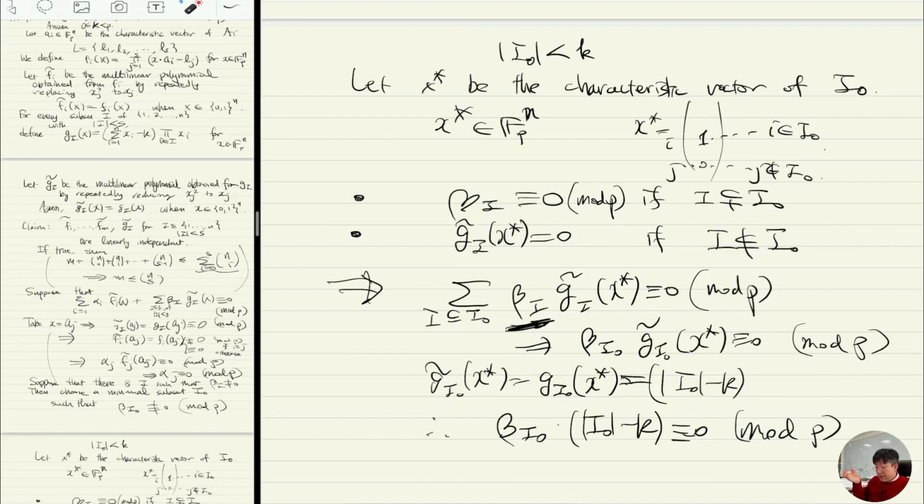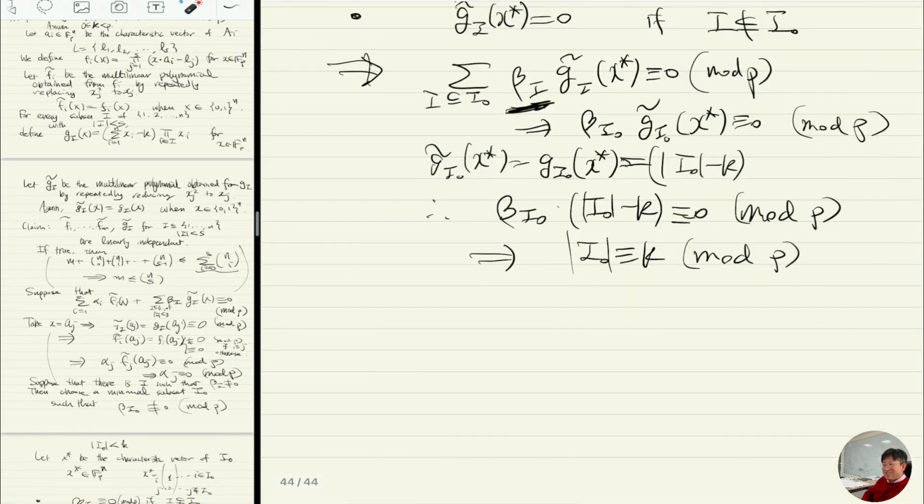And I know that beta_I0 is non-zero, so the size of I0 is k modulo p. Now that's the difference. Previously we didn't have such an analysis. And I know that k is less than p, and the size of I0 is less than s, but s is less than or equal to p, right? So the size of I0 is equal to k.